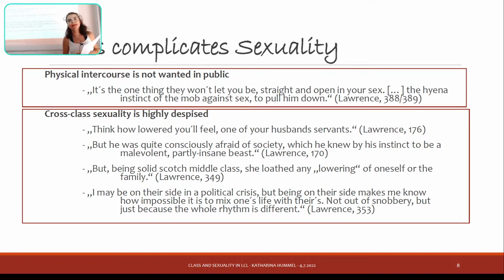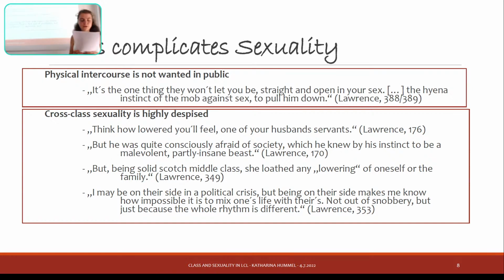Okay, I shortened it a bit, but it's basically about manners in the end, who is really pulled down by the people, who is loathed at because he has sex and now it's public. So sex really is a difficult matter, especially when it comes to practicing sex. And even worse is cross-class sexuality. It is highly despised. And I have found quite an amount of quotes, and I could have quoted, I think, 1,000 more things.